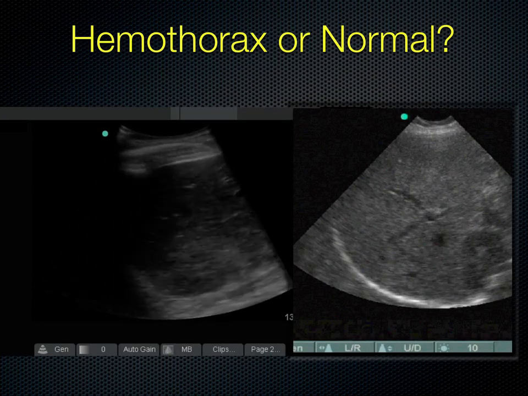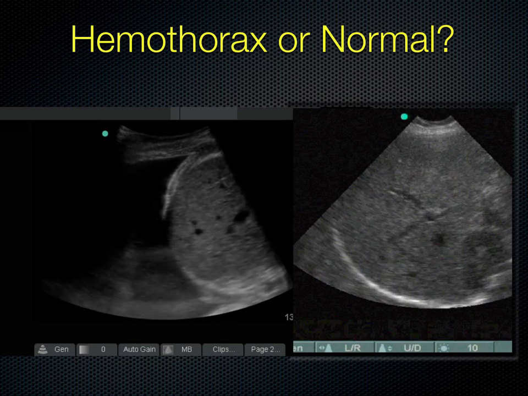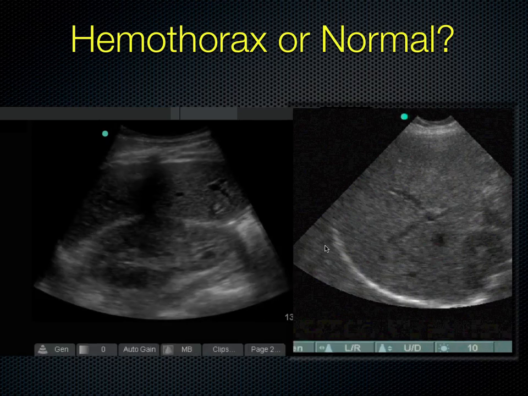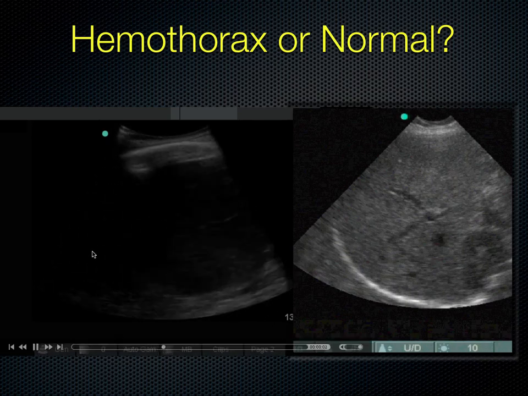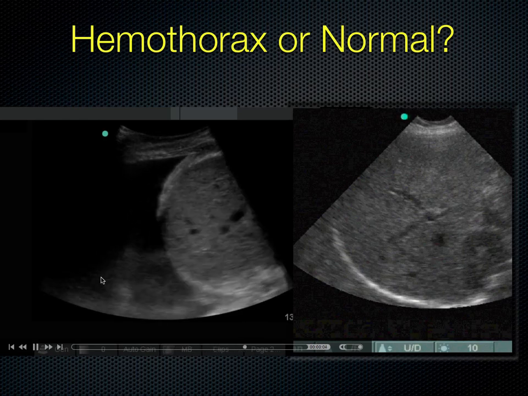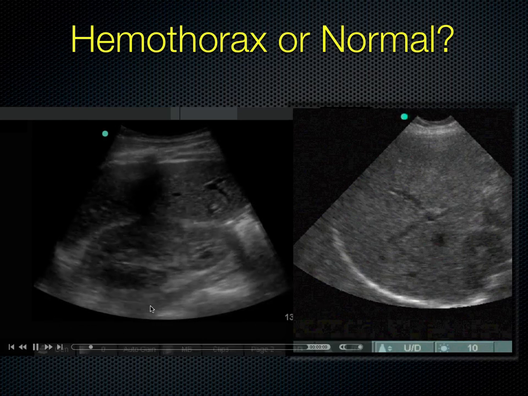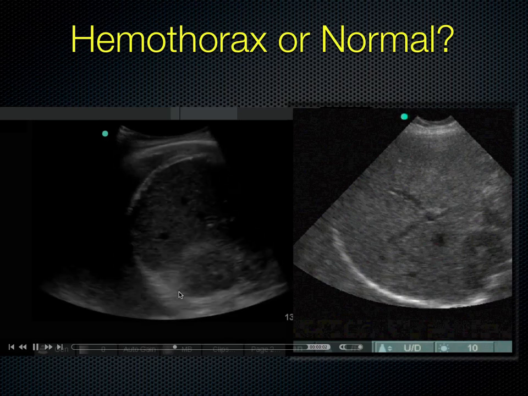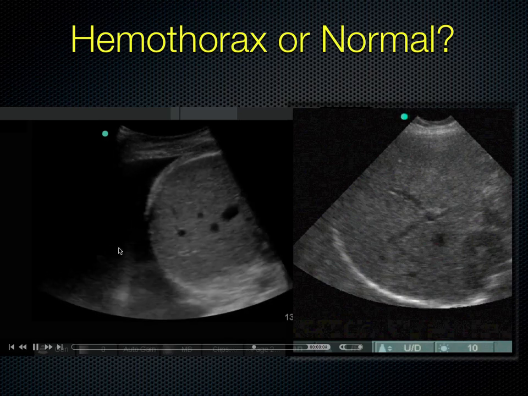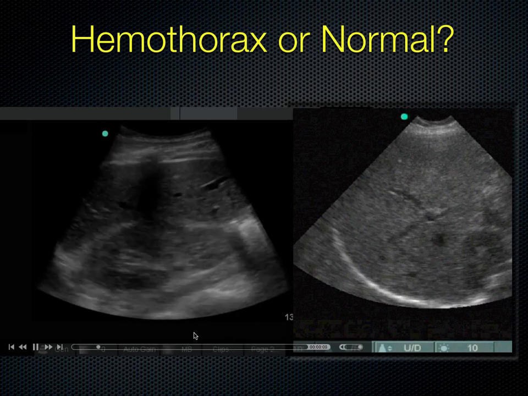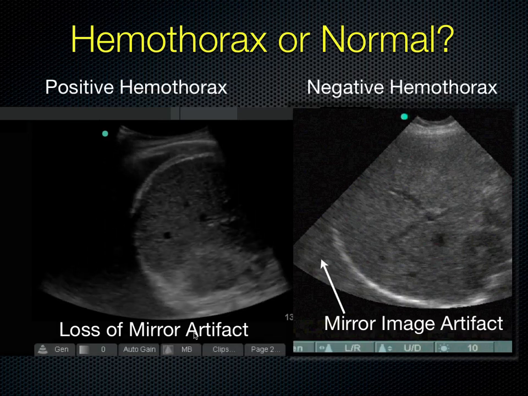So which one is normal? Exactly. This is your normal mirror sign right here, and here you have that anechoic fluid. You can't really see the spine sign at this particular depth because it's not quite deep enough. But the presence of this black anechoic fluid on the other side of the diaphragm is representative of fluid.